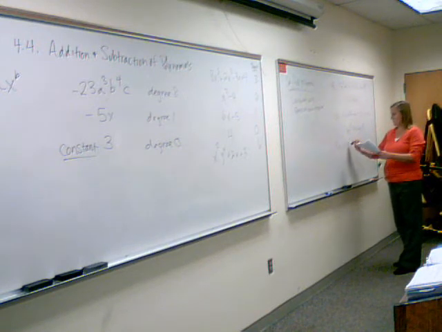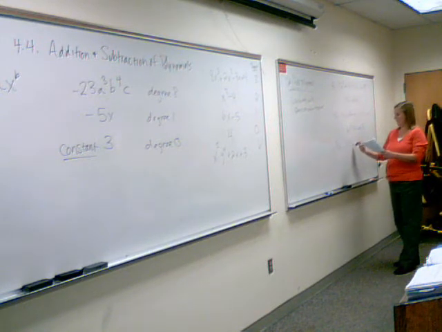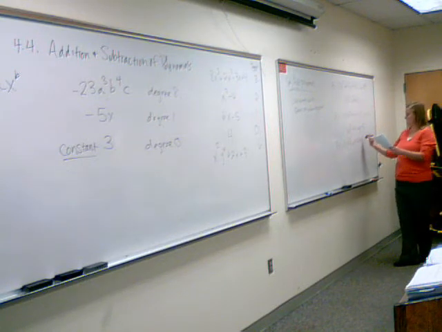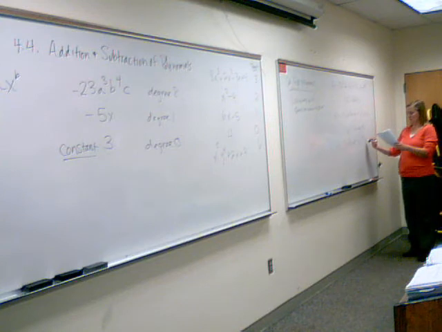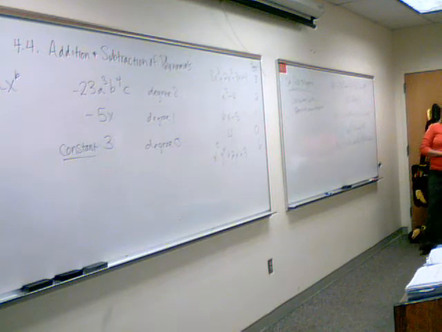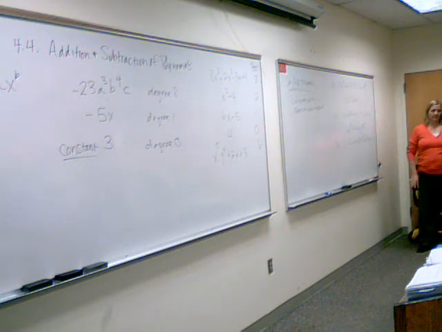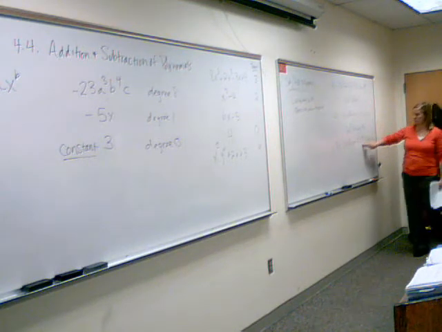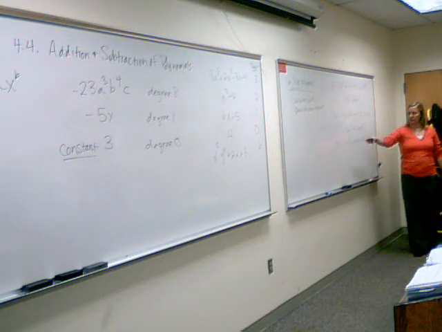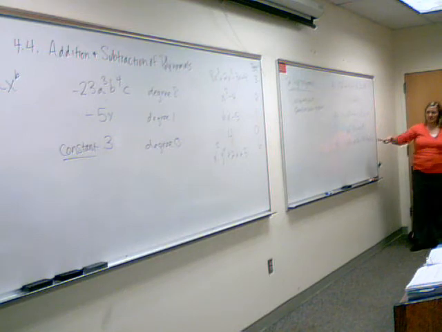5a squared b plus ab plus 2b, plus 7a squared b minus 3ab minus b. To remove parentheses, do I have to change anything? No. So I can remove the parentheses. On your paper, you're not going to do that. You're going to rewrite it. But in the interest of space, I'm just erasing it.